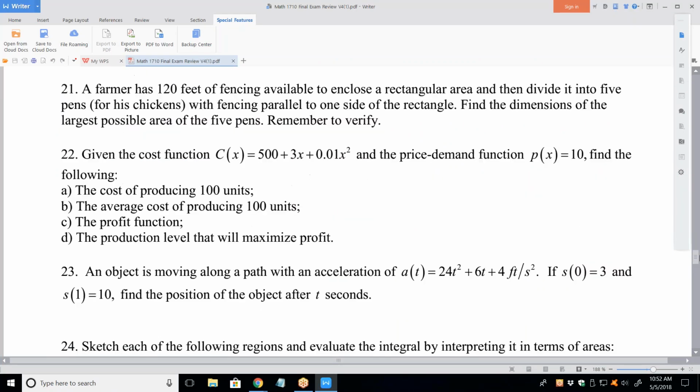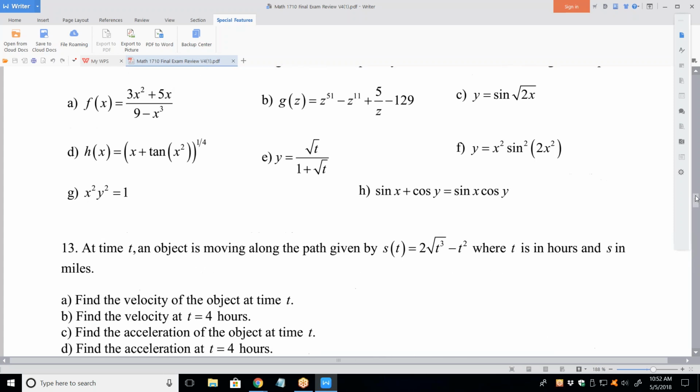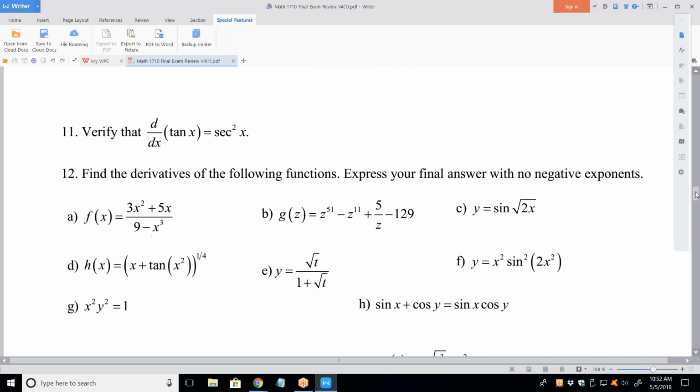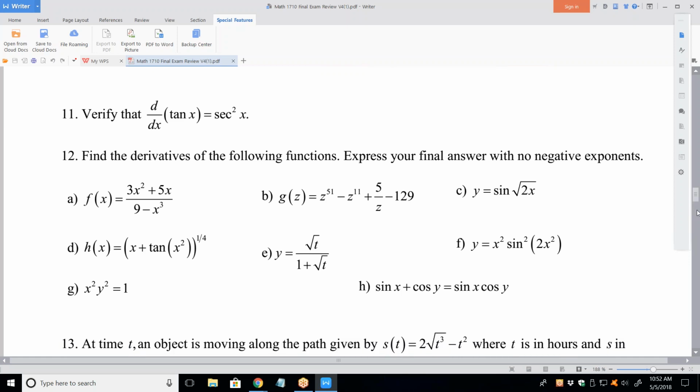Yeah, can we go to 11 and just explain what she's asking? Ooh. Because I don't really know how to verify that. I just kind of know that is supposed to be like that. Well, that's an identity. We know that the derivative of tangent is secant squared. Let me show you how you can prove it to her.